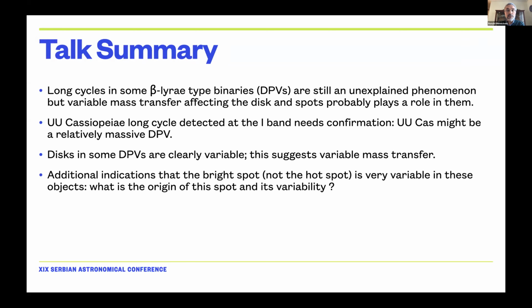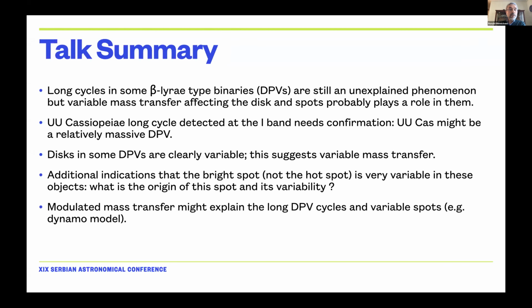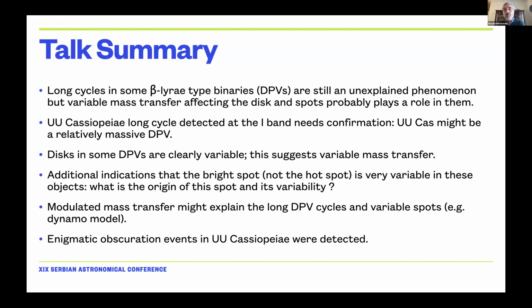Additional indication that the bright spot, not the hot spot, is very variable in this object. What is the origin of this spot and its variability? Modulating mass transfer may explain the long DPV cycle and variable spot, for instance, through the dynamo model. And finally, an enigmatic obscuration event in UU Cassiopeia was detected.